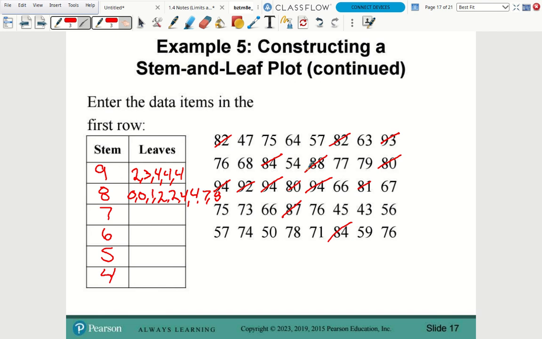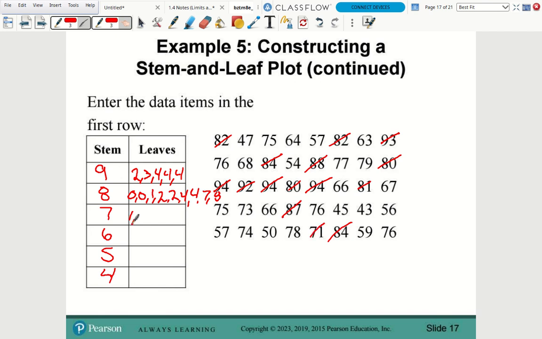Now, let's go into the 70s. Is there a 70? No, there's not. I don't see a 70. Okay, 71? Yeah. Down here, I got 71.